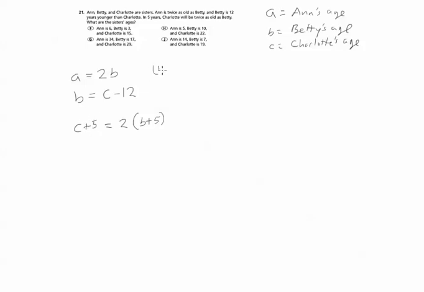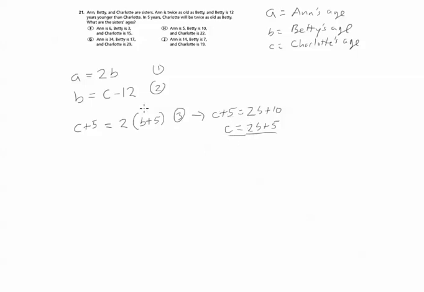Now I've got my equation 1, my equation 2, and my equation 3. But let me write my equation 3 and simplify it really quick. C plus 5 equals 2B plus 10. I can subtract 5 from both sides. C equals 2B plus 5. So there's my simplified equation 3.